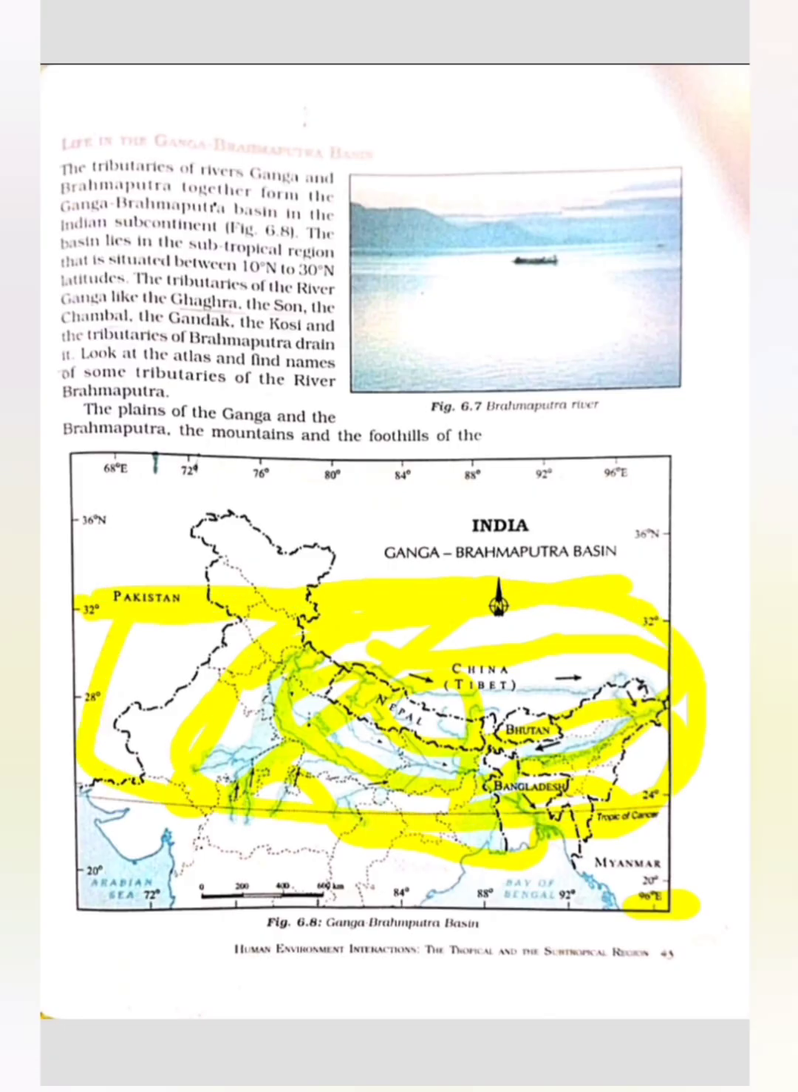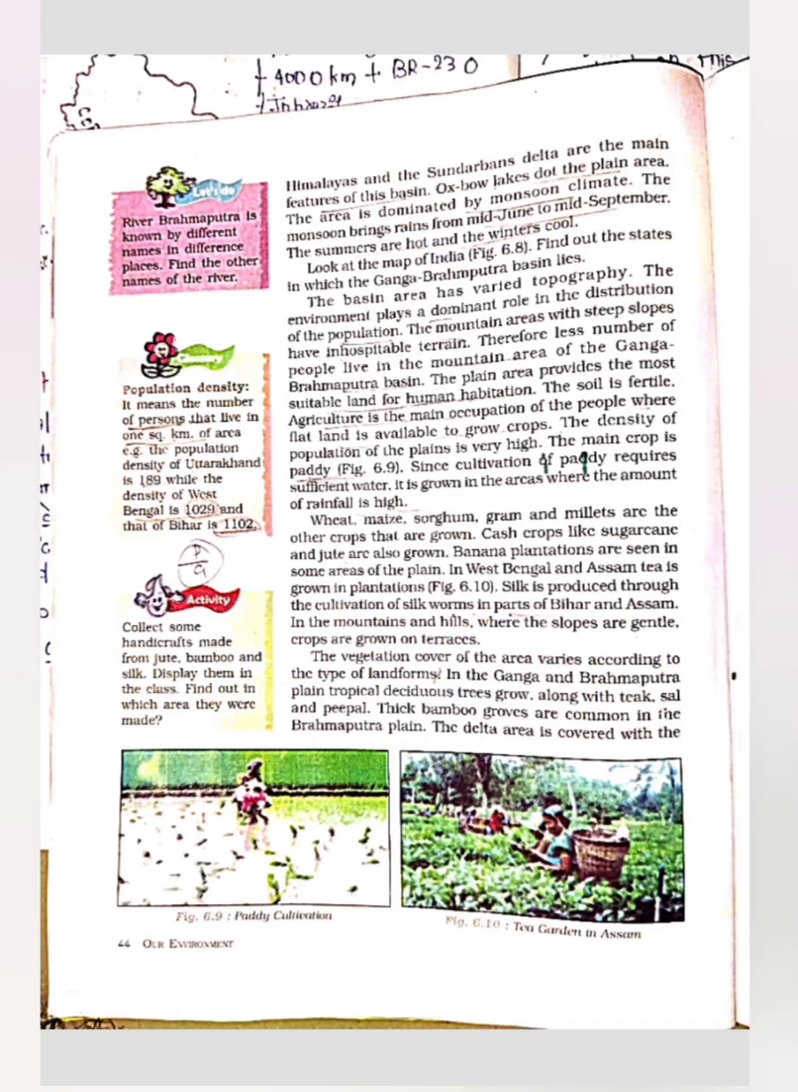So this region is commonly called the subtropical region, where the climate is moderate and not extreme. The Himalaya and the Sundarban Delta are the main features of this basin, because both rivers deposit a delta at one place and form the Sundarban Delta, which is the largest one. Oxbow lakes dot the plain area. The area is dominated by the monsoon climate.